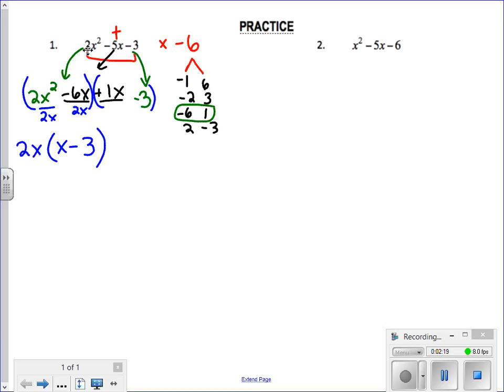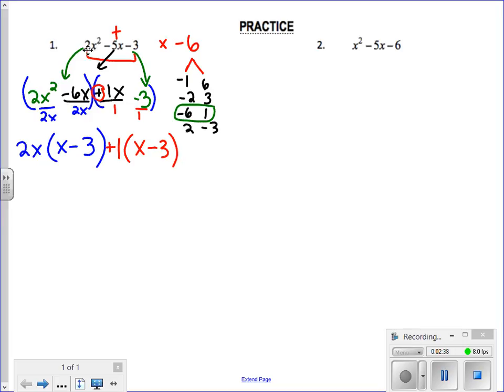Now I'm going to look at the second group. I have 1x minus 3. Because this term here is a plus, the GCF is going to be positive. The only GCF between 1x and negative 3 is positive 1. So when I divide 1 from everything, I'm left with 1x minus 3.